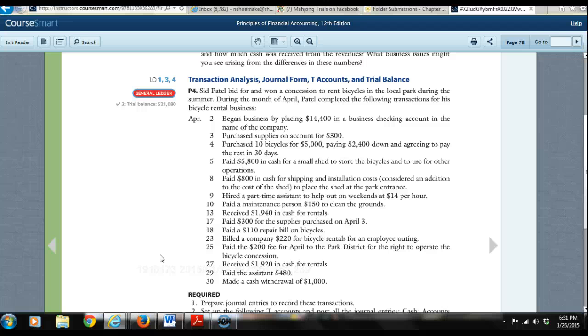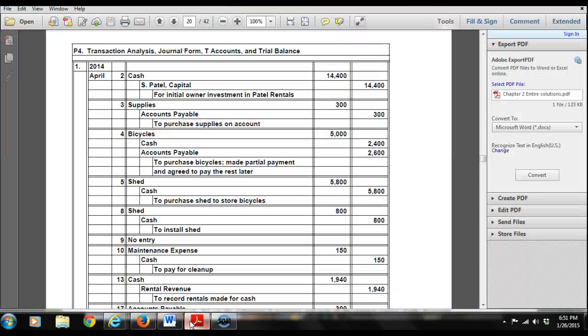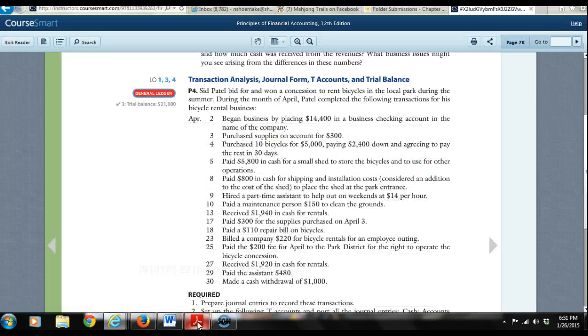It's important to know that anything you pay to place an asset in service is added to that asset. So these shipping costs are going to increase the shed account. So we will increase our asset shed by $800, and we'll credit cash because we're reducing it by $800.